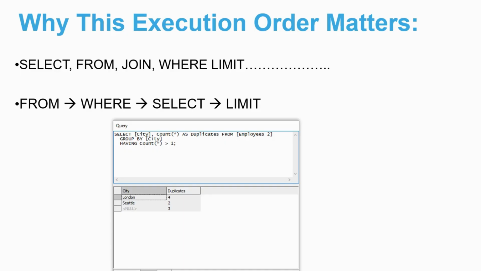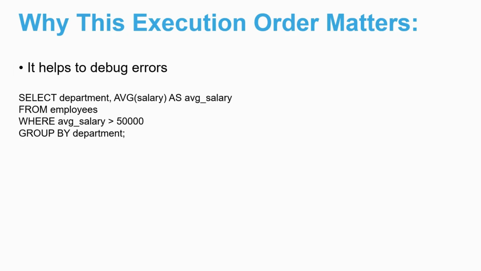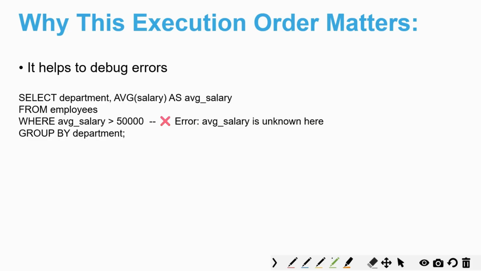If you know the execution plan or the execution sequence, then it will help you to debug errors. For example, there is one query. Can you tell me what is wrong in this query? If you observe closely, you will find that in the where clause, the average salary is unknown. Why? Because in the execution plan, the from part will execute first, then the where part. And in this where part, the average salary comes from the select part. The select part has not been executed yet. That's why in this where clause, the average salary is unknown. So if you know the execution order, you can easily debug your error.